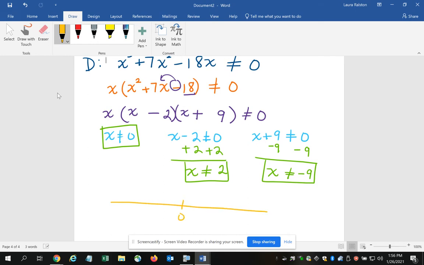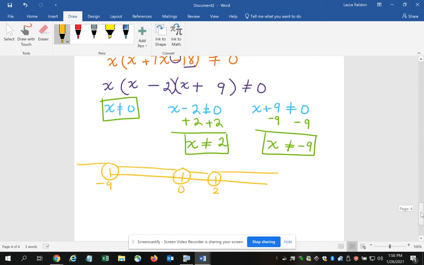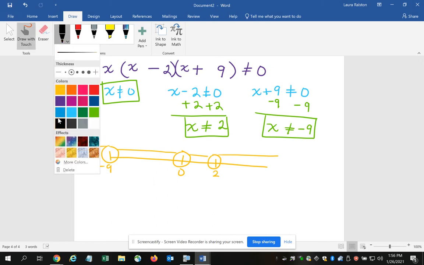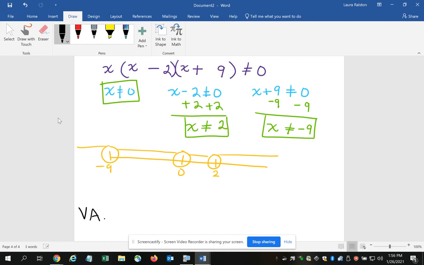We have 0, 2, and negative 9, and you're going to have holes there. But you could choose anything to the left, to the right, or in between those numbers. You just can't choose those exact numbers. Also remember, those values become the vertical asymptotes. So my vertical asymptotes are x equals 0, x equals 2, and x equals negative 9.